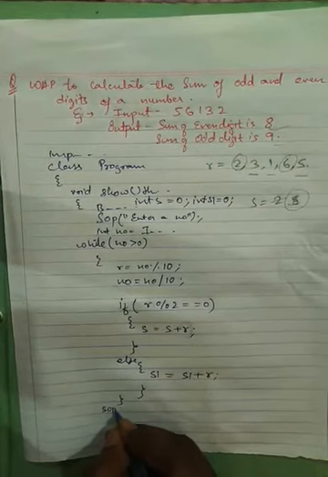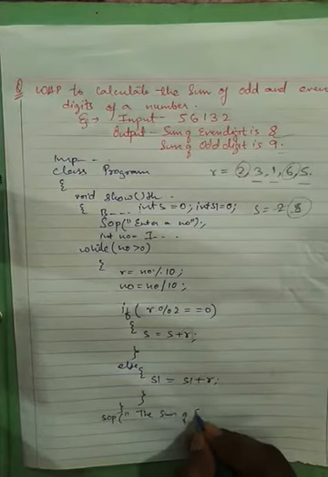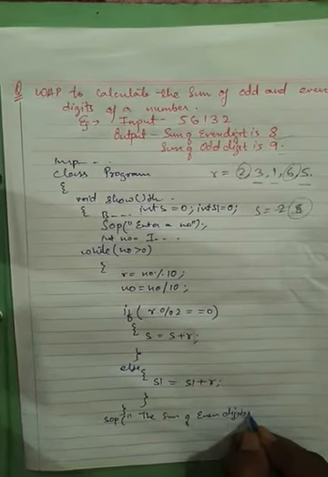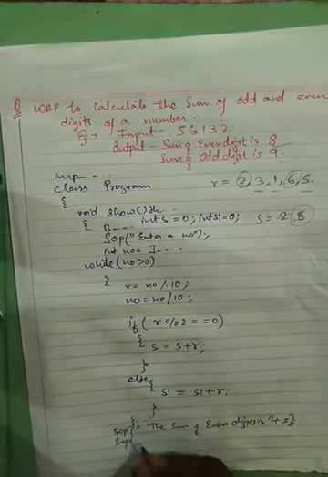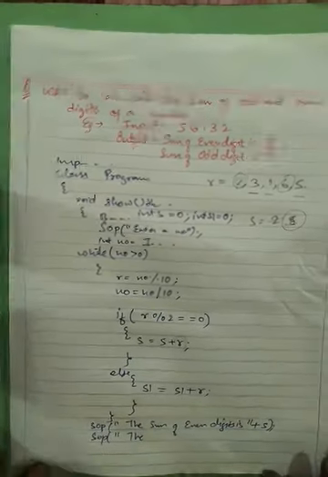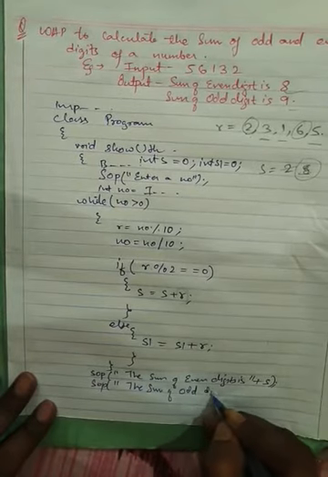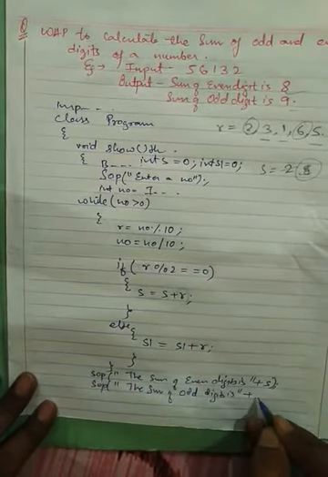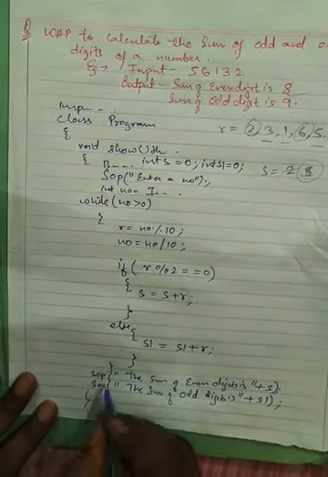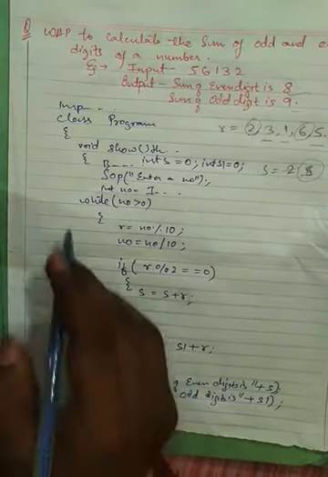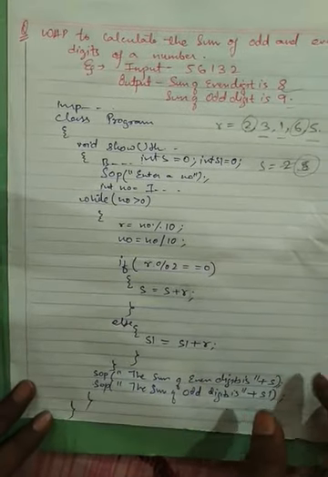Now System.out.print the sum of even digits. The sum of even digits is plus your s, and System.out.print the sum of odd digits. The sum of odd digits is plus s1. Clear? So this is how we do the question. Okay, so if block close, while loop close, then your void main close, and then class close. Clear? So this is how you do this type of question.